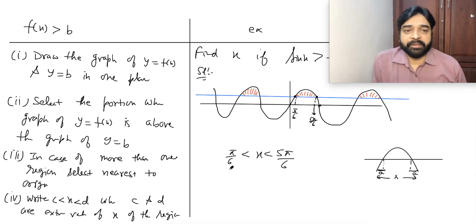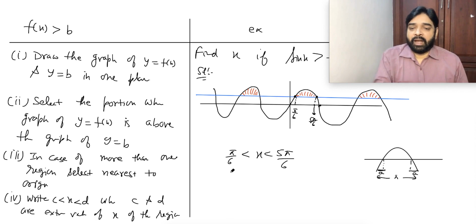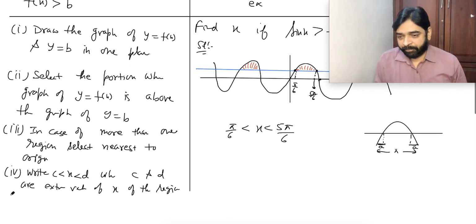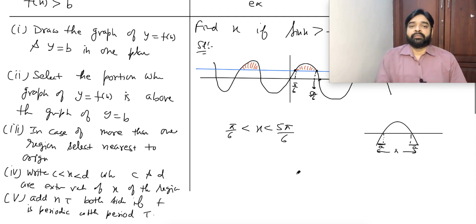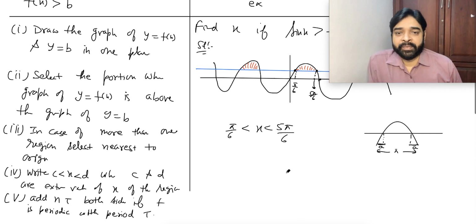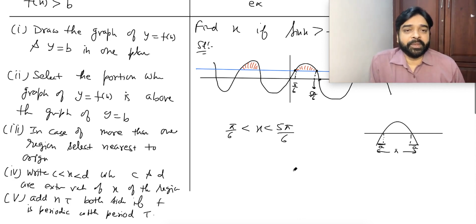I'm sure it's clear to everybody. And the last step: add nT on both sides if f is periodic with period T. If it's not periodic, then the question is over in the fourth step itself. That is the answer. But this will not be the answer here.